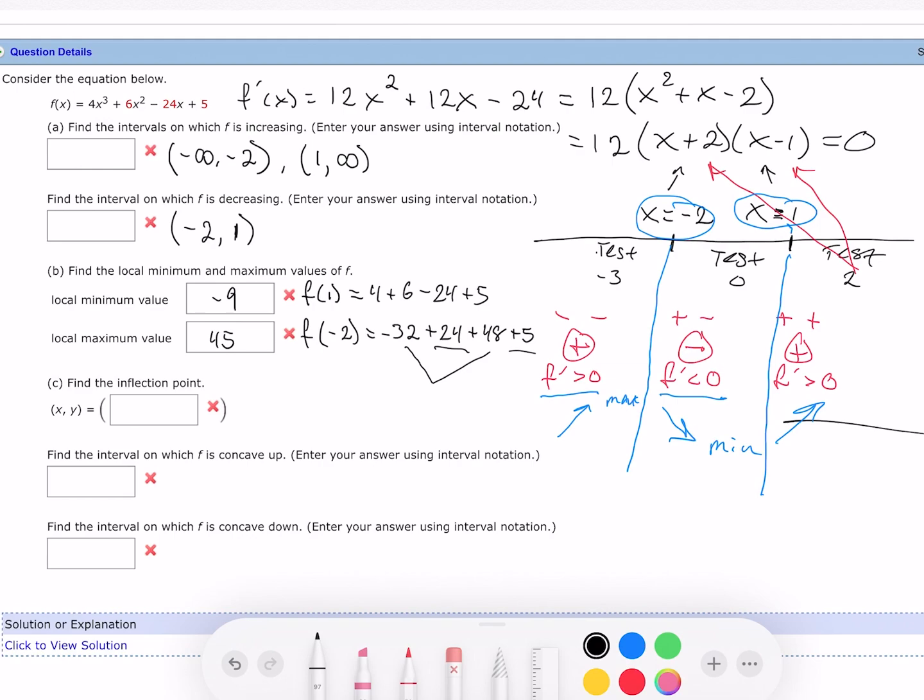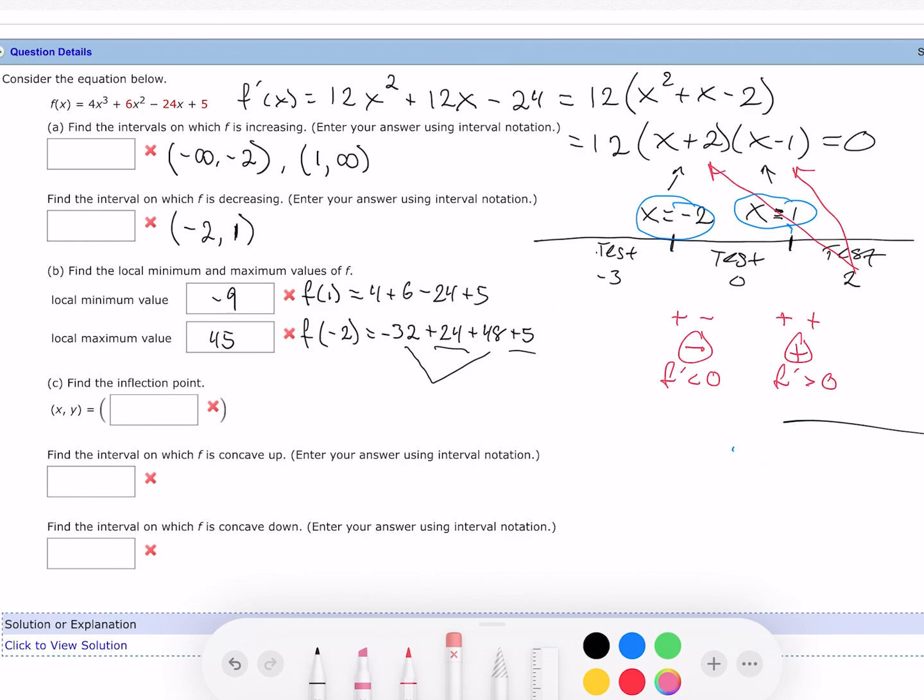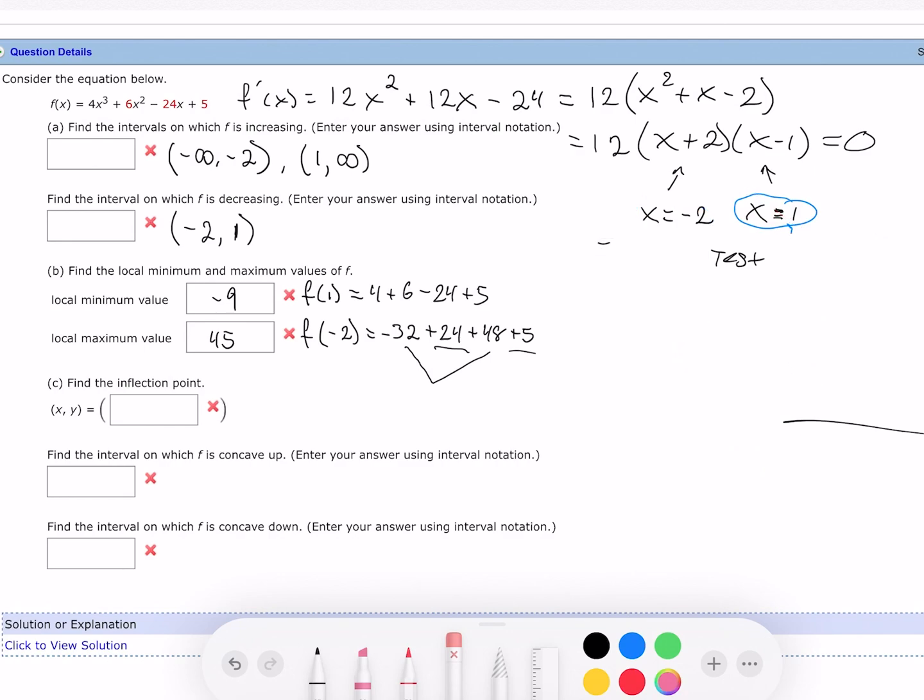Find the inflection point. What's an inflection point? An inflection point is where we change concavity. What am I using to calculate concavity? We're using the second derivative. So I'm going to erase, as I said, a bunch of things over here on the right-hand side of our screen.